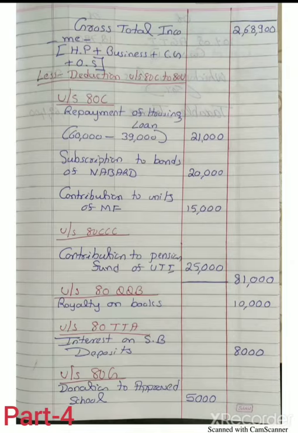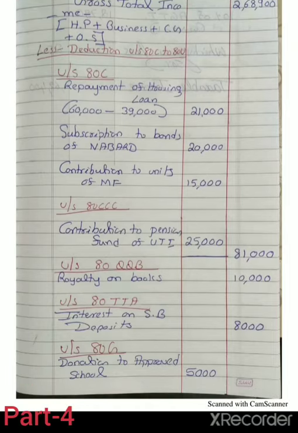63,500. So here, if we total the four heads, house property, business or capital gain, plus other sources, the gross total income comes. So here, in this 2015 question paper, the gross total income is 2,68,900. Less: deduction under section 80C to 80U. First priority 80C. Repayment of housing loan 21,000, eligible to claim. Subscriptions to bonds of NABARD 20,000, eligible to claim under section 80C. Contribution to units of mutual fund 15,000, also eligible to claim under section 80C.